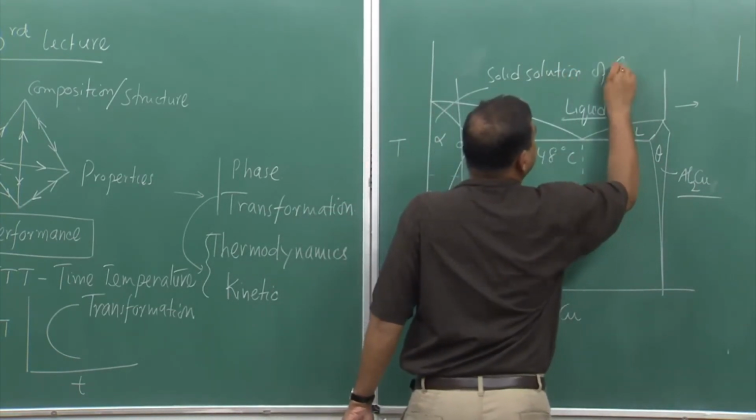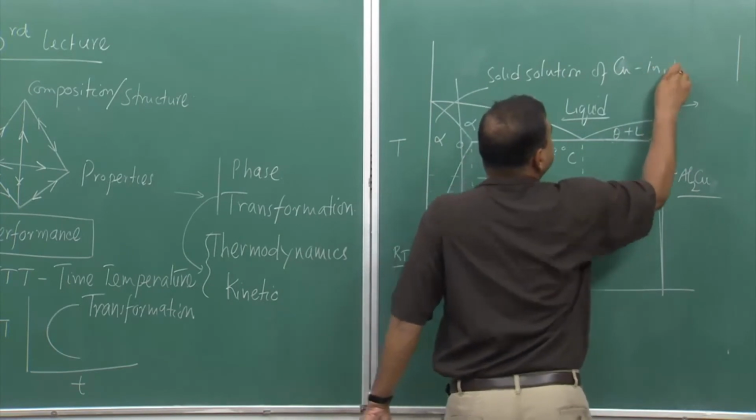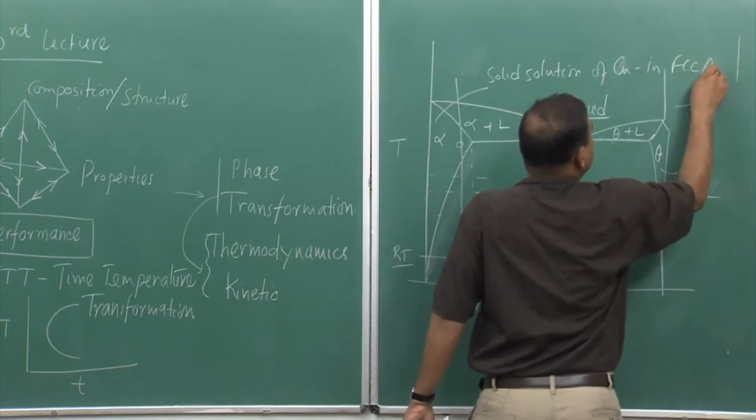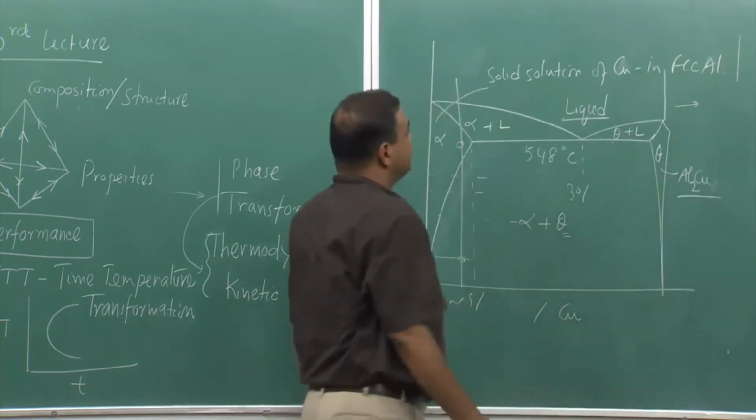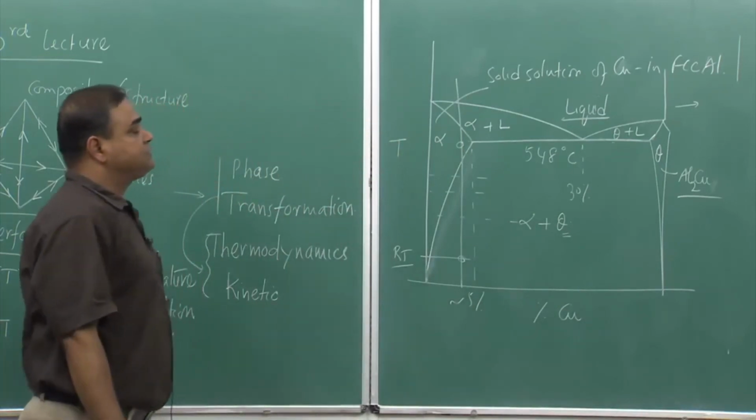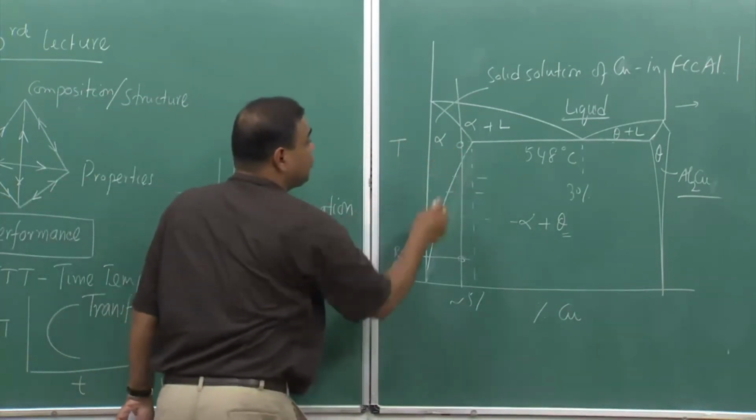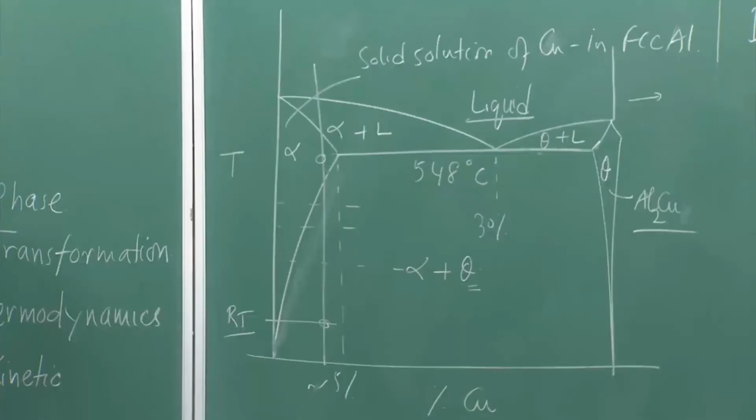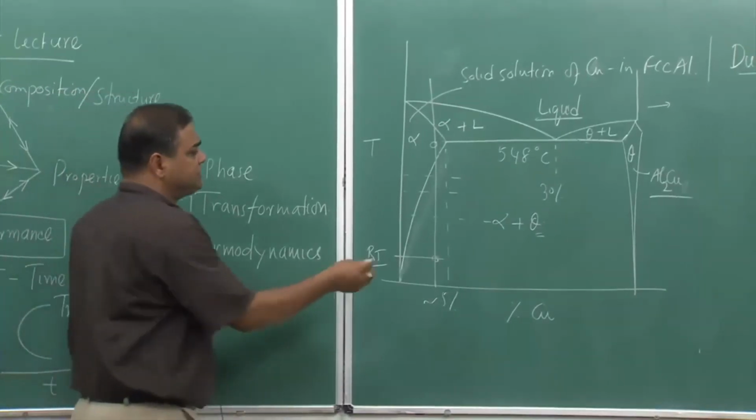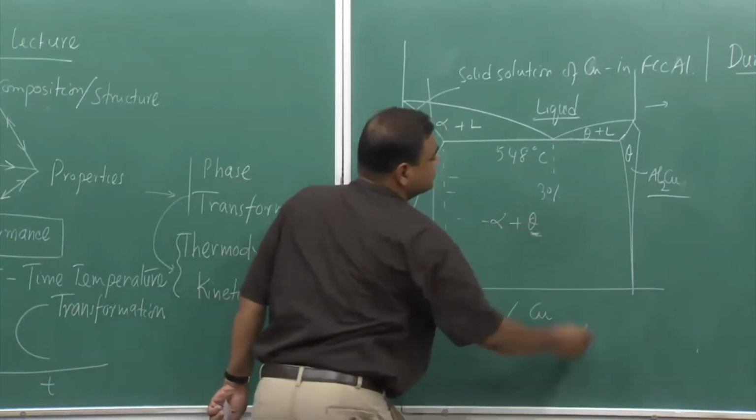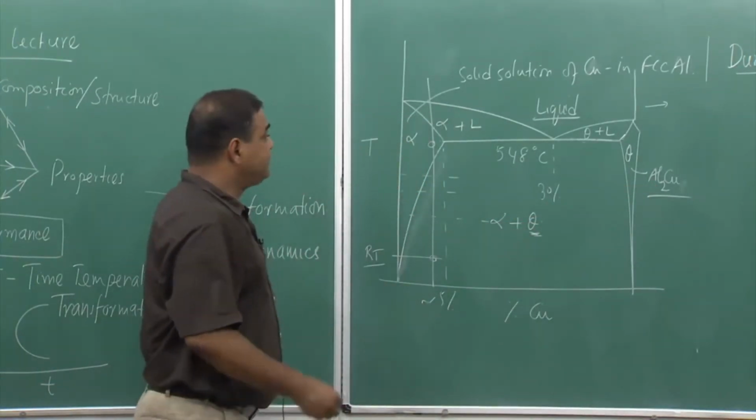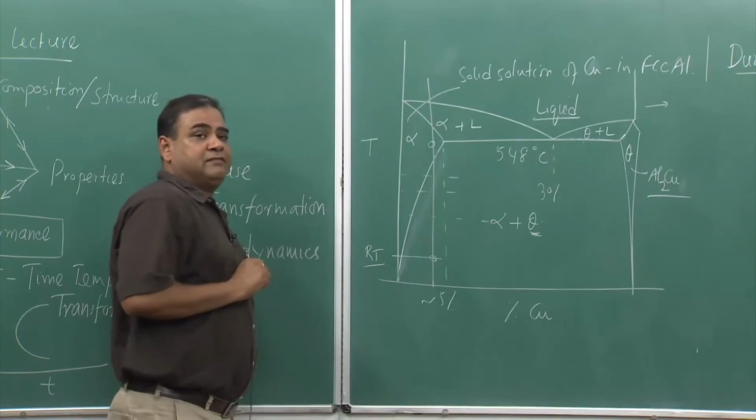of copper in FCC aluminum. Now, solid solution of copper in FCC aluminum, that means here if we hold for some time, then it forms a complete solid solution. So, that means all the theta phase, which is the second phase Al2Cu, will dissolve and form a single phase.